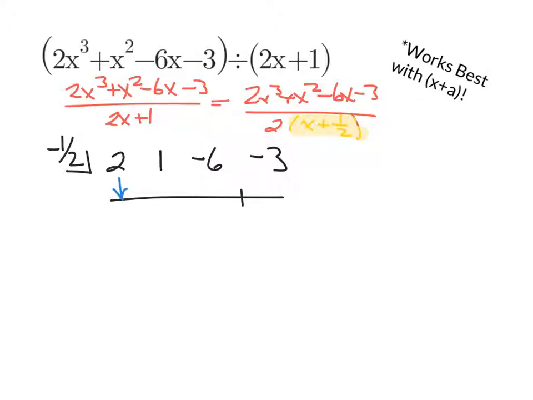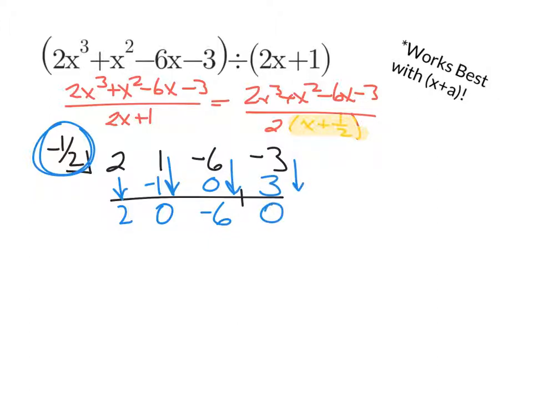Then we can go through the whole process. Bring down the 2. And we're going to multiply and add, multiply and add. So always multiply by this negative 1/2. 2 times negative 1/2 is negative 1. When I add those together, I'm left with 0. Half of 0 is 0. Adding to negative 6 leaves me with negative 6. Negative 6 times negative 1/2 is positive 3. And when I add, I'm left with 0, which is pretty nice. Right now, it looks like our division has turned into 2x squared plus 0x minus 6.